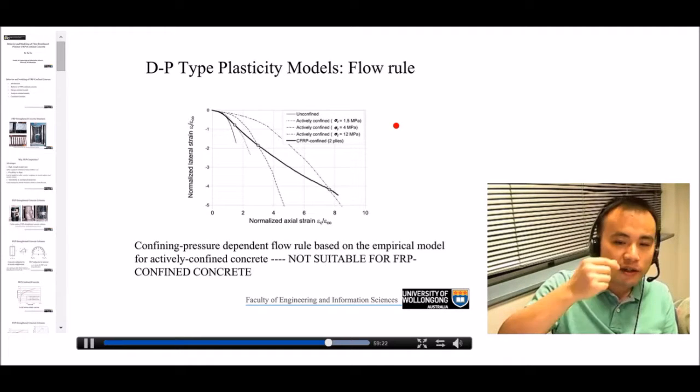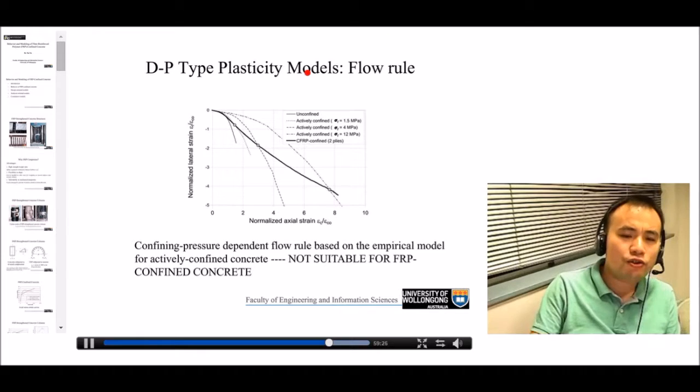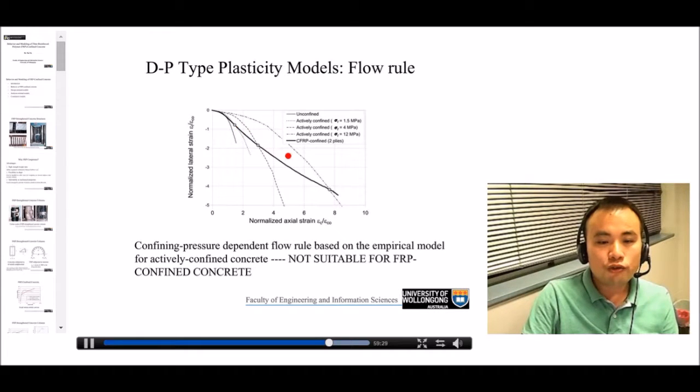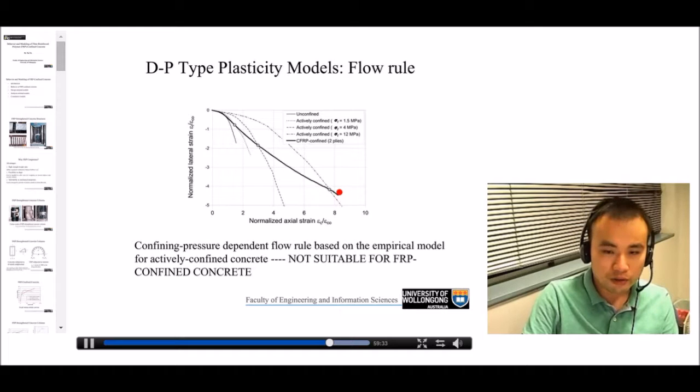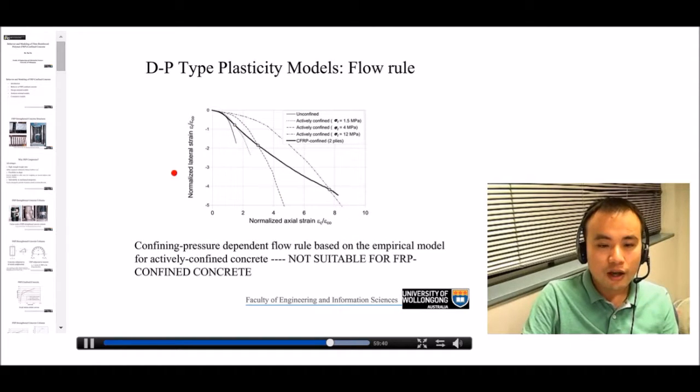Okay, that's the first thing. The second thing is some existing studies choose to use the flow rule which is dependent on the confining pressure, and they base their model on the model of actively confined concrete. And this figure explains that this treatment doesn't work, because as you can see from this figure, the curve for FRP-confined concrete intersects with the curve for actively confined concrete at a certain point, right? And at this point, the lateral confining pressure is the same. However, the tangential directions of these two curves are quite different.